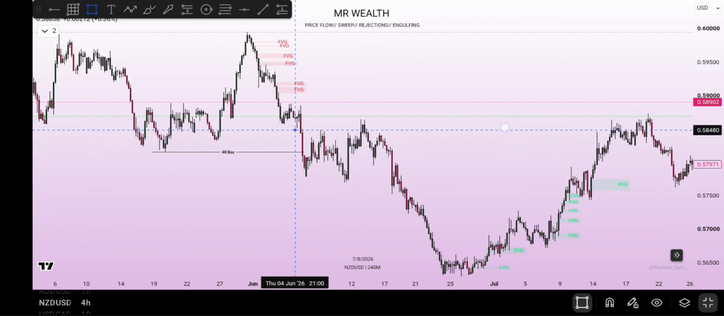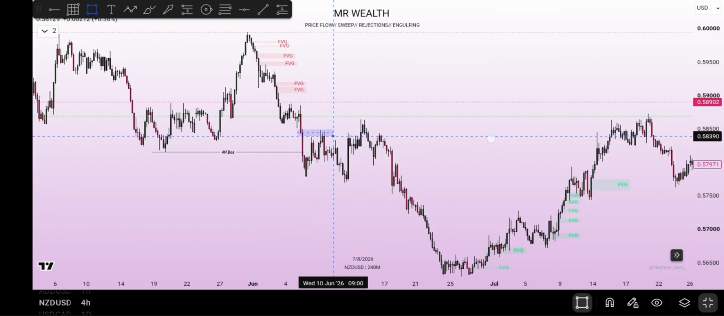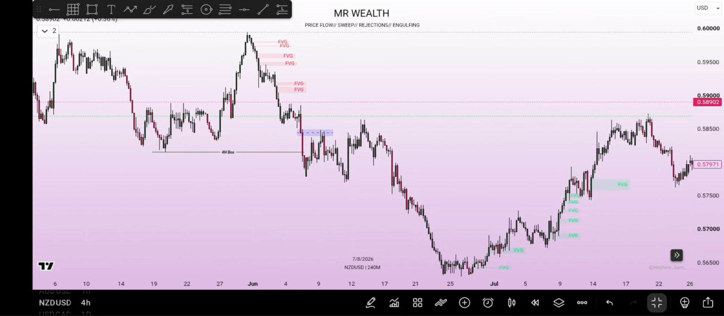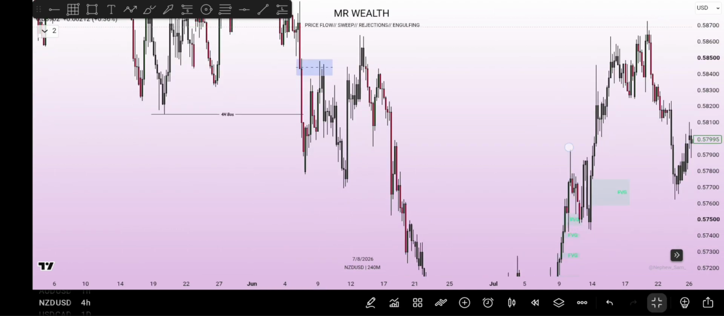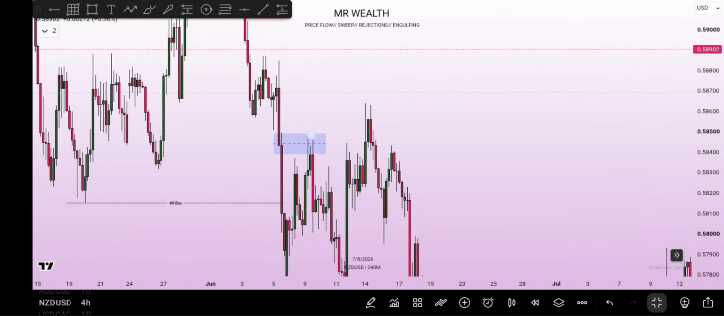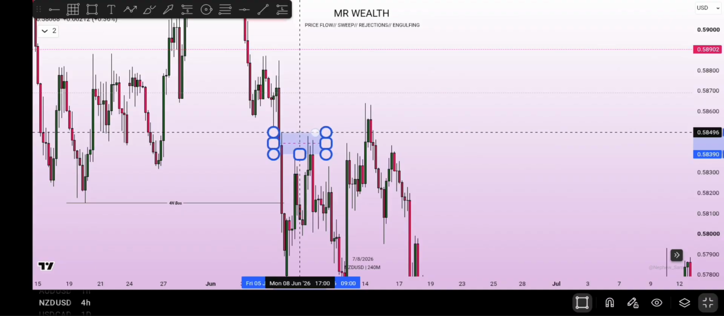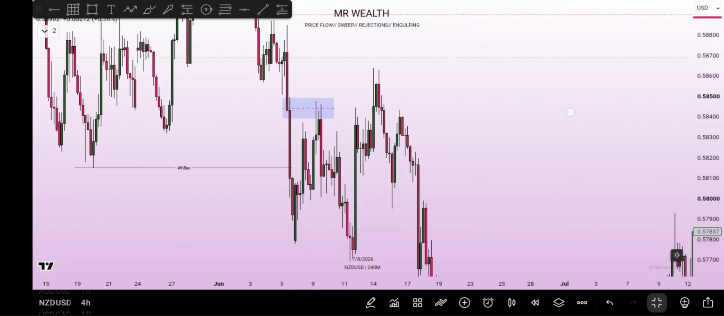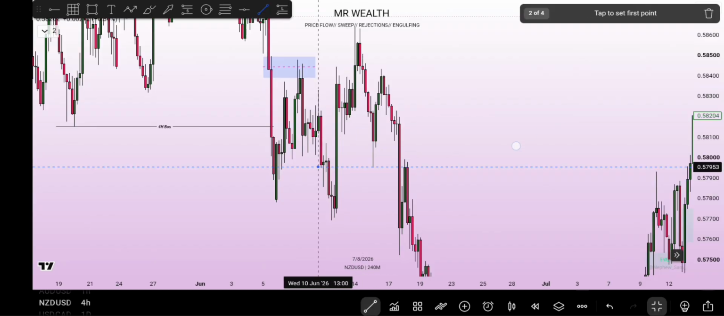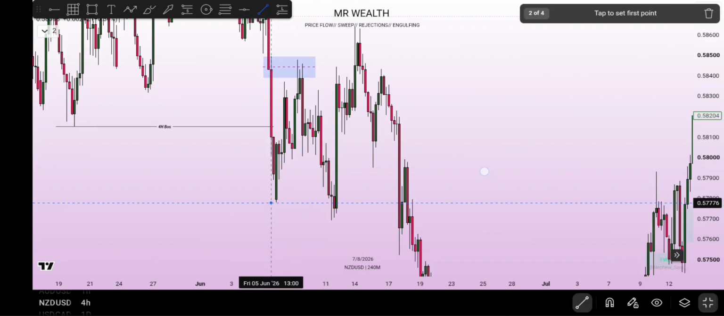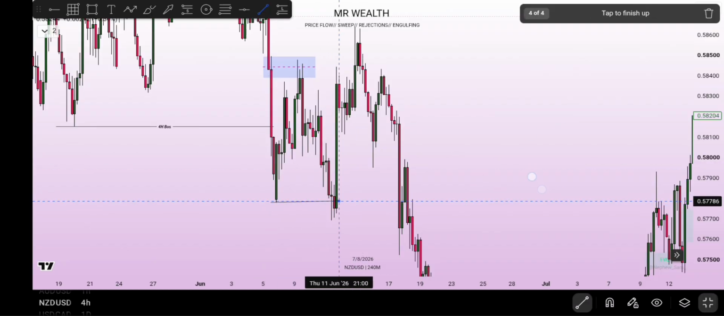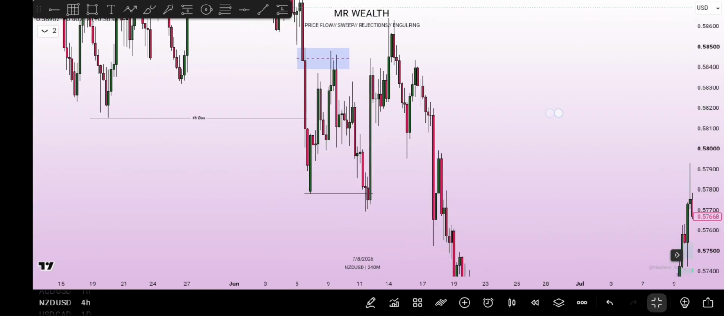So the market bought from this inner block, bought from that hidden block over there, bought from this hidden block over there, and so to take it out.